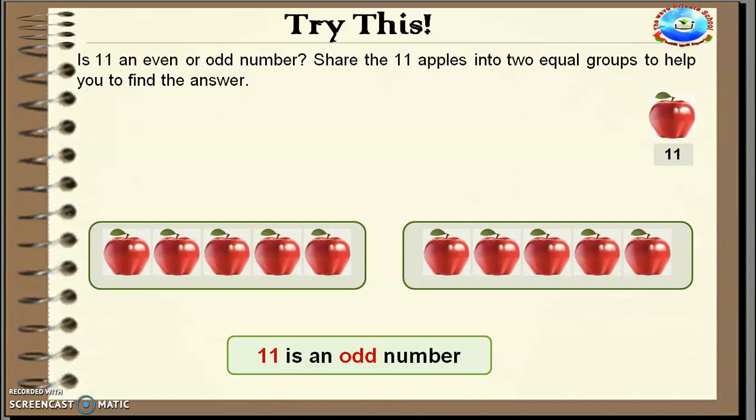So once again I will repeat. To find if a number is even or odd, we can share that number of objects equally into two groups. If there is no left over, it is called an even number. And if there is one left over, it is called an odd number.